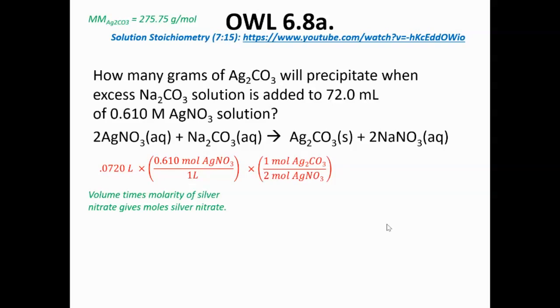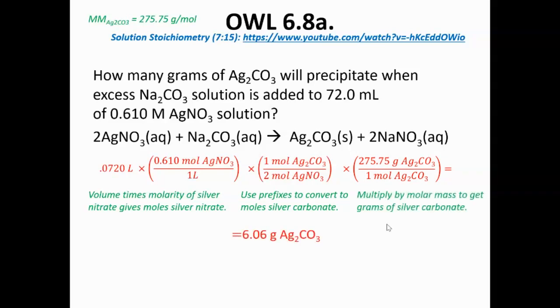Volume times molarity gives you moles. Moles of the reactant times the mole ratio of product to reactant gives you the moles of product. And then finally, we will use a molar mass, which we calculate on our own, of the product to figure out the grams of product. And in this problem, we end up with 6.06 grams of Ag2CO3. If you need more help with solution stoichiometry, please check out the YouTube video that I have linked above.